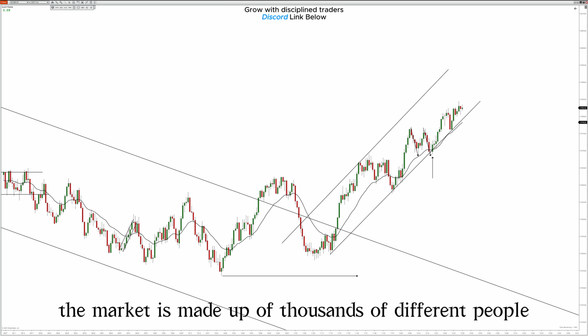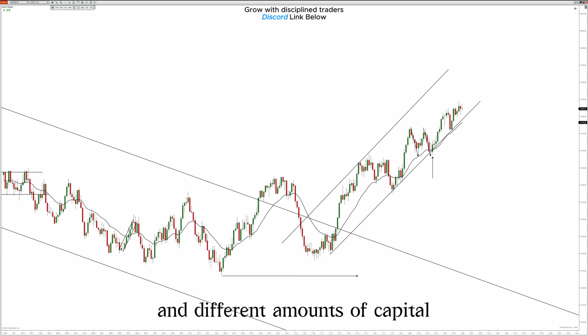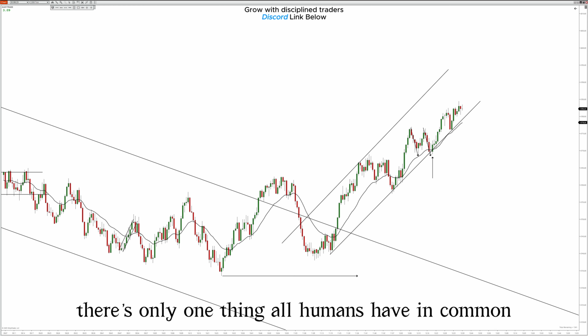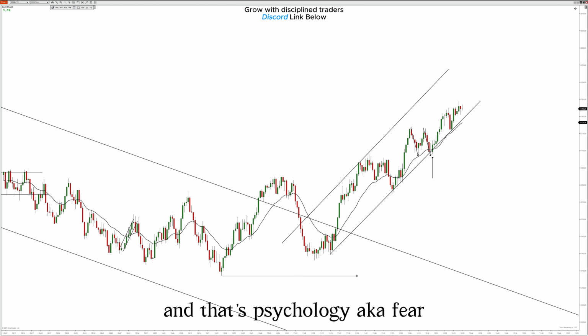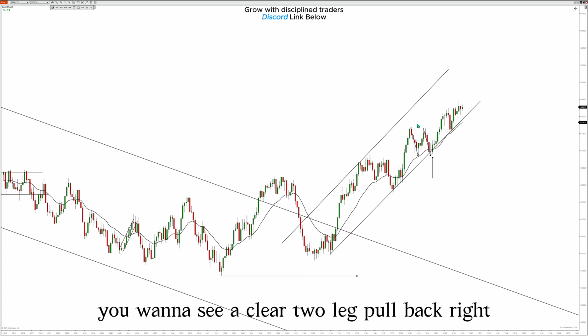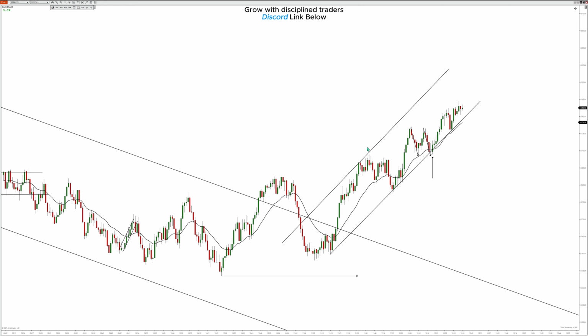The market is made up of thousands of different people with different opinions and different amounts of capital. There's only one thing all humans have in common, and that's psychology, aka fear, greed, FOMO, all of those things. Even though it's a mass collective of other people's opinions, we all have that in common, and that has the potential to form recognizable patterns. That's really the best way I can explain it, and that's why when you're looking for a setup like this, you want to see a clear two-leg pullback, right?